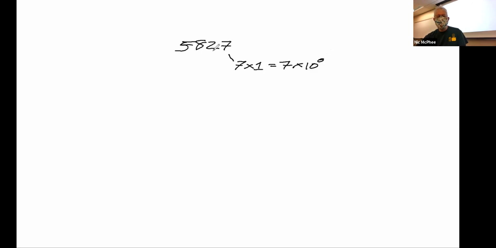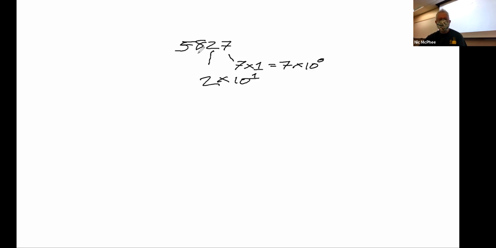And this 2 here, that's 2 whats? It's not 2, it's 2 times 10, right? It's 2 tens. So we had 7 ones in the first position. We had 2 tens in the second position. So that's 2 times 10 to the 1. Okay? Does that make sense?